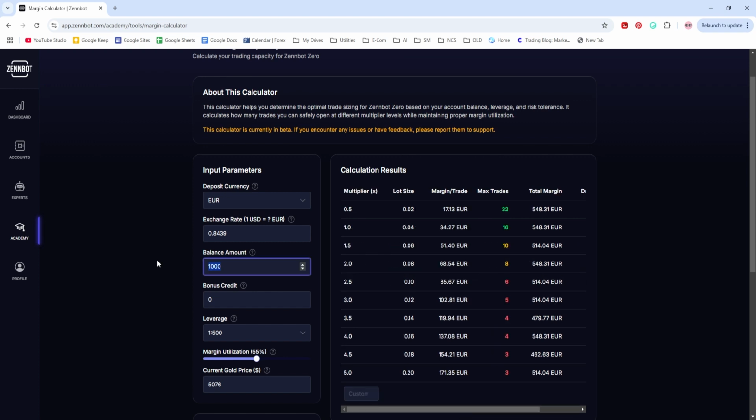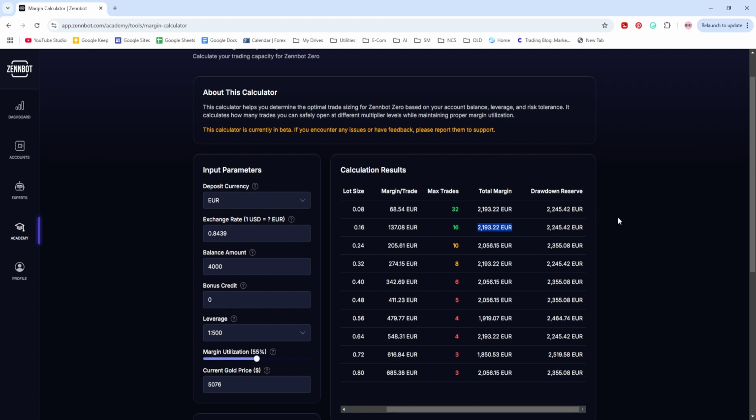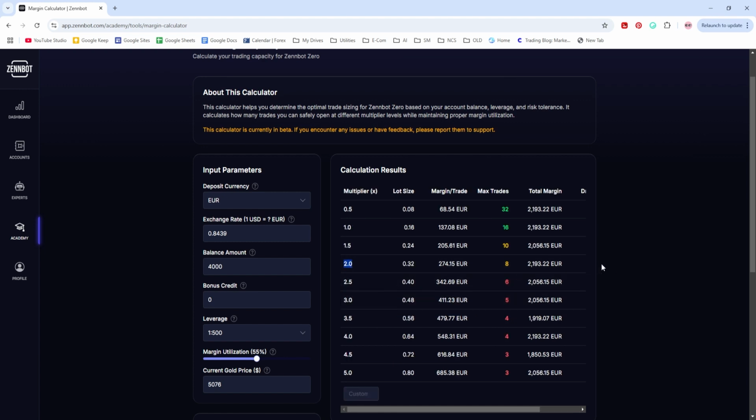Currently I have more than 4000 bucks, but let's type in 4000 right here, and again, as you can see, at 1x multiplier I would use the lot size of 0.16. Again, this would translate as margin per trade of 137 euros, giving us room for maximum trades of 16, which totally translates to 2000, almost 200 euros, giving us the room for drawdown reserve of 2245. Currently I'm using 2x multiplier, which is still within the recommended settings.